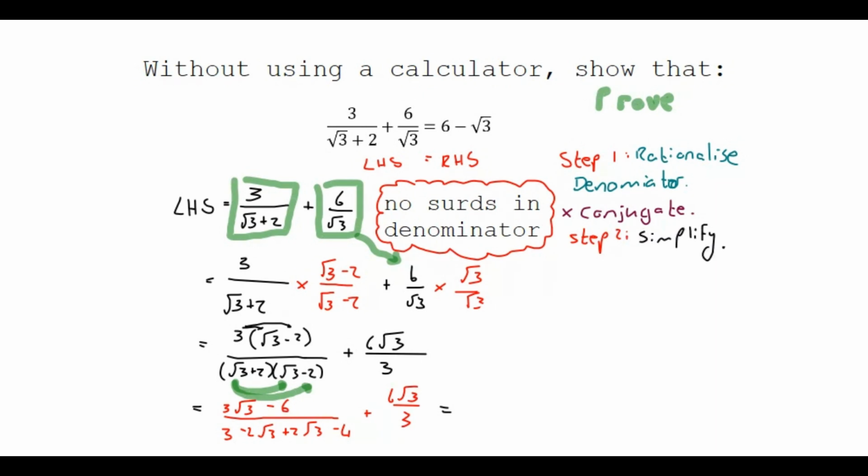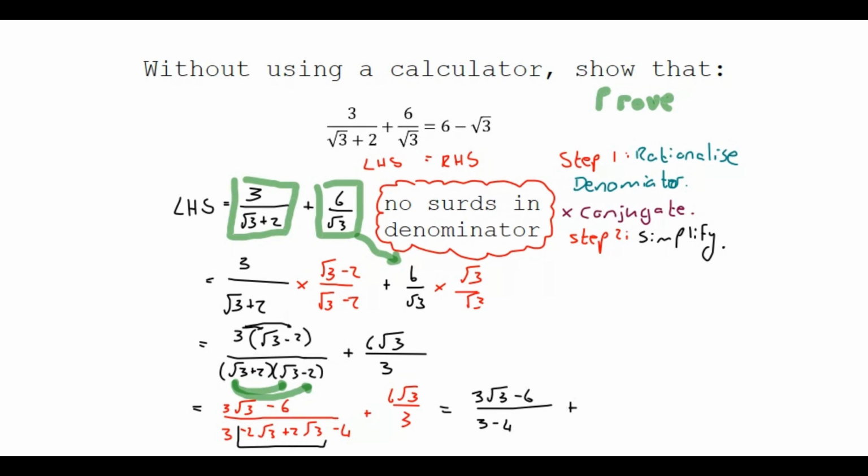So step 1 was rationalize the denominator by multiplying by the conjugate. And step 2 is simplify. So simplifying this, we get in the numerator 3 root 3 minus 6 over. Now if you look here, we have minus 2 root 3 plus 2 root 3. In other words, they cancel each other out. What are we left with? 3 minus 4 plus.